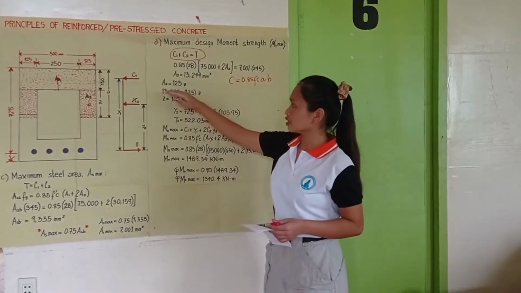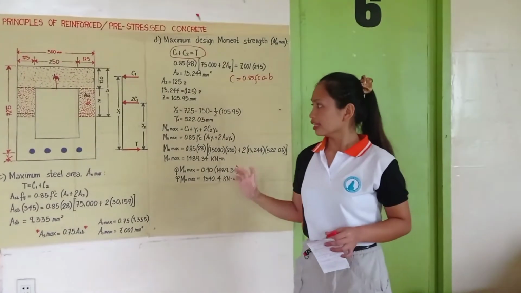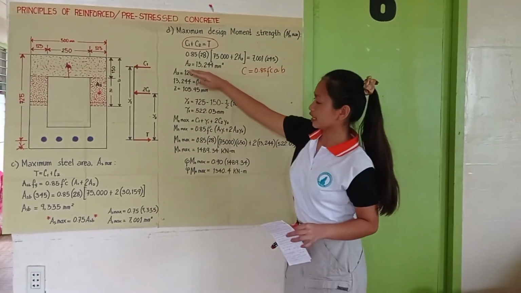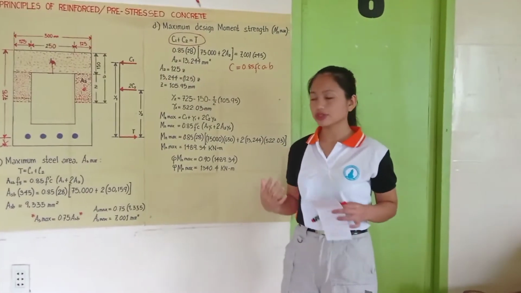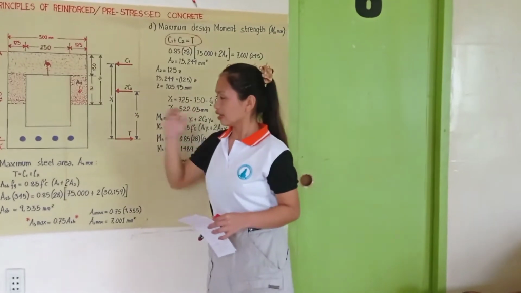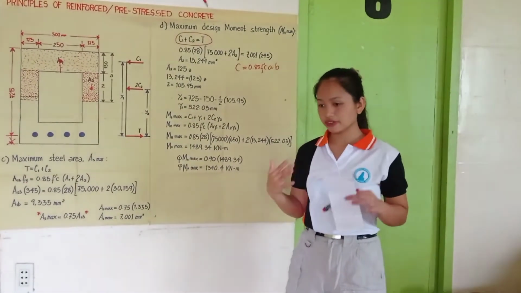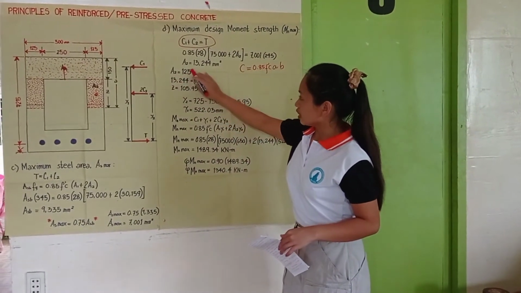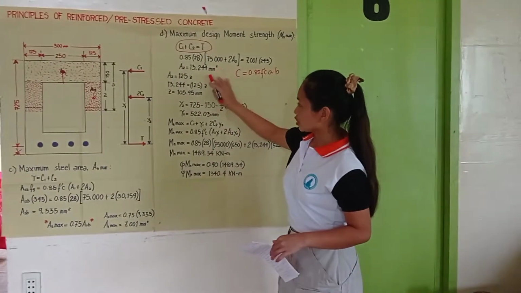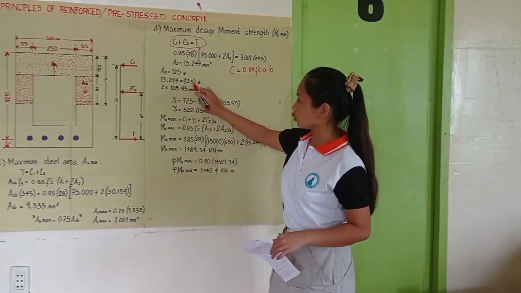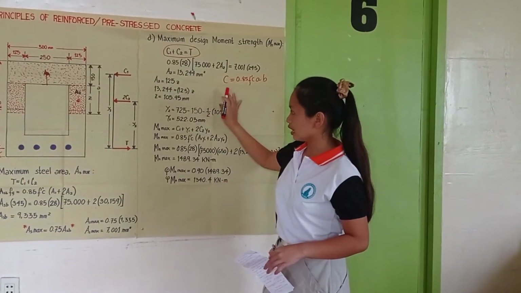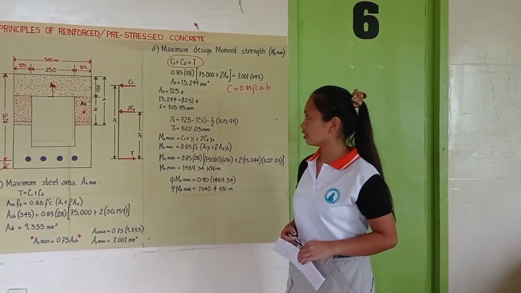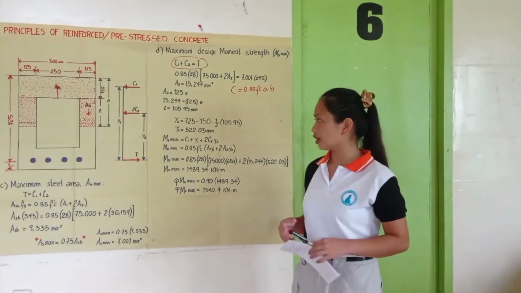Using the formula A2 is equal to 125 times Z, since we have arrived at a new value of area 2, we will also arrive at a new value of Z using the same figure but in a different solution. So we have area 2, that is 13,244 millimeters squared, equals 125 times Z. Using our calculator, we arrive at 105.95 millimeters, and that is the value of our Z.